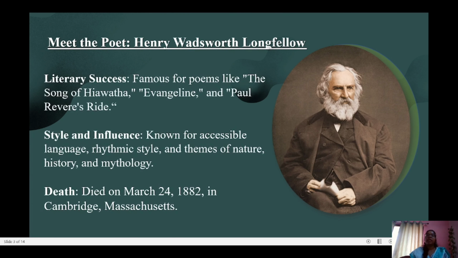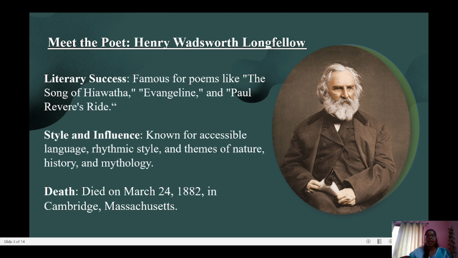Next, about his literary success. He was famous for poems like The Song of Hiawatha, Evangeline, and Paul Revere's Ride. Next, the style and influence. By style, it means the kind of style he has used in his works, and by influence, it means what kind of influence he has on English literature.